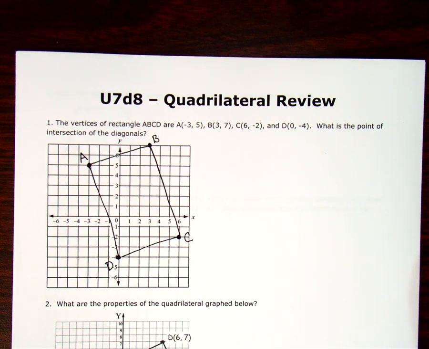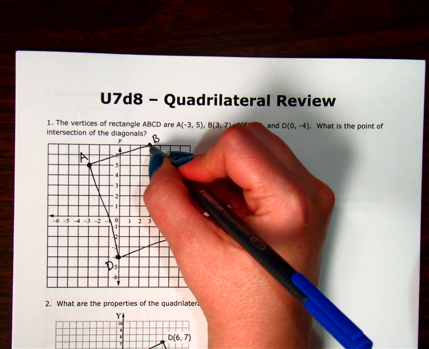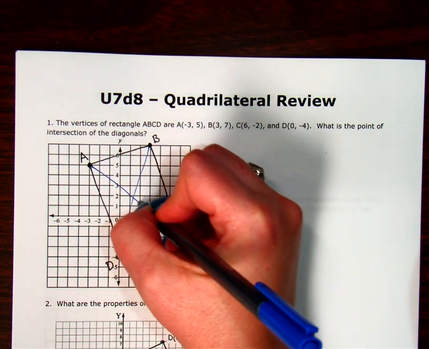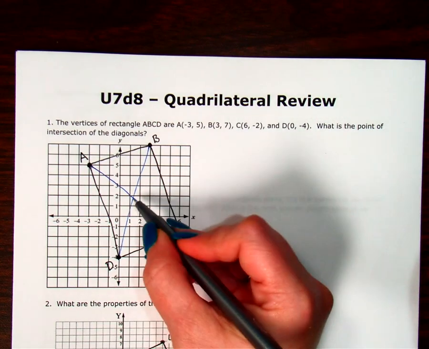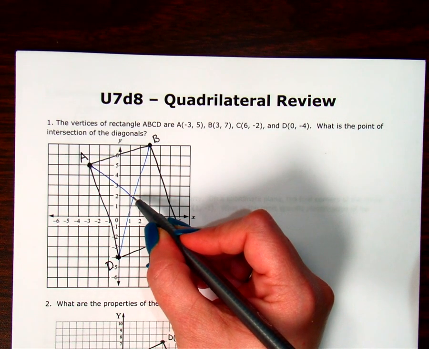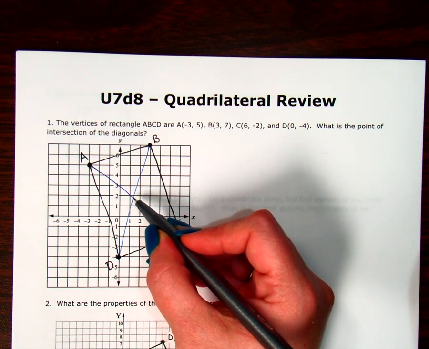I know the rectangle is a parallelogram. So I know that means when I draw in my diagonals, they are going to bisect each other. So they're going to intersect at the midpoints, which is kind of hard. I didn't use a ruler or anything, so that may not be super accurate, right? So let's see what it really should be if I was to use a ruler.